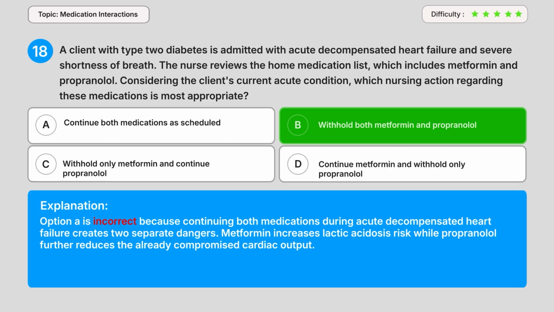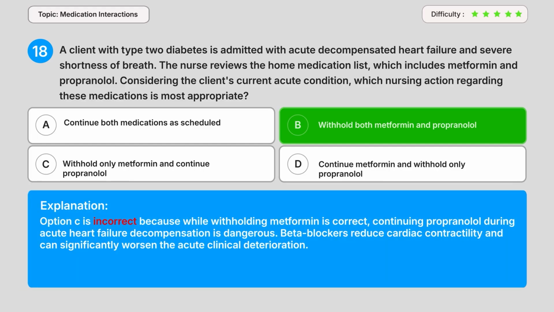Option A is incorrect because continuing both medications during acute decompensated heart failure creates two separate dangers. Metformin increases lactic acidosis risk, while propranolol further reduces the already compromised cardiac output. Option C is incorrect because while withholding metformin is correct, continuing propranolol during acute heart failure decompensation is dangerous. Beta blockers reduce cardiac contractility and can significantly worsen the acute clinical deterioration.